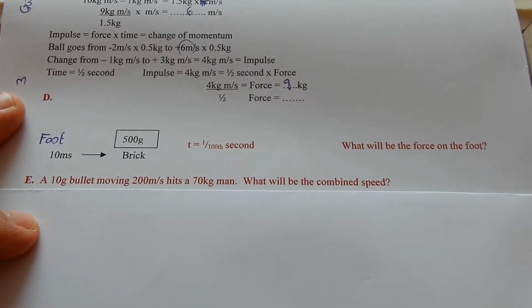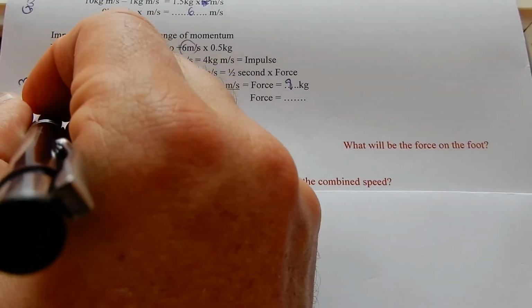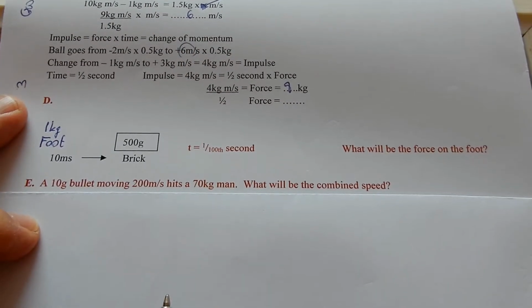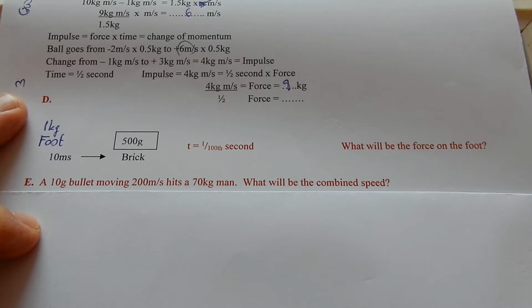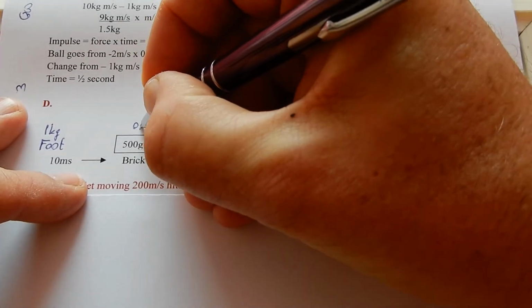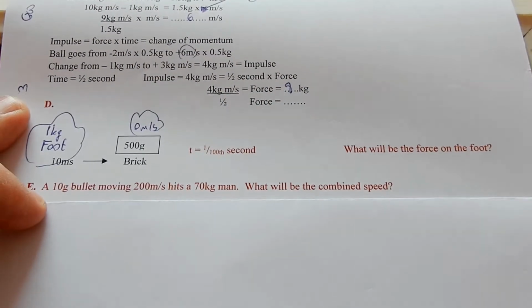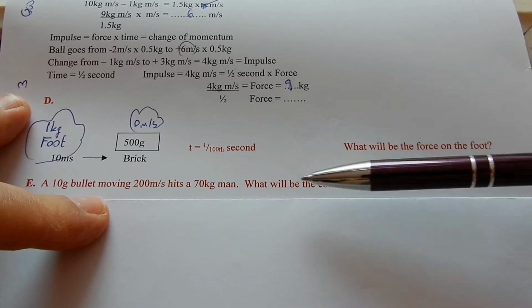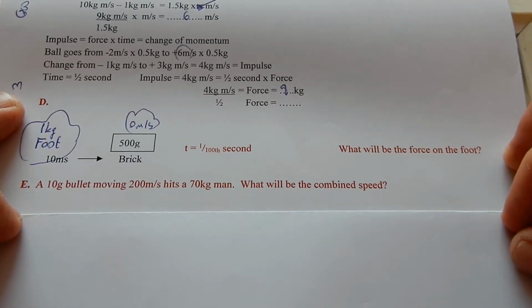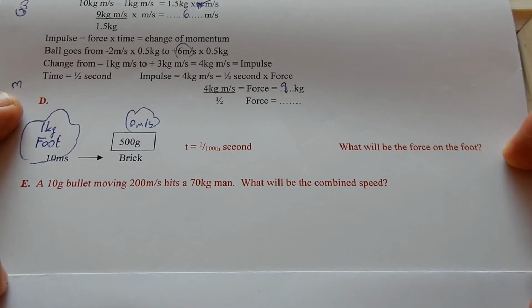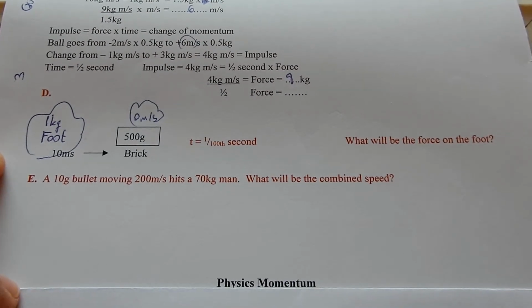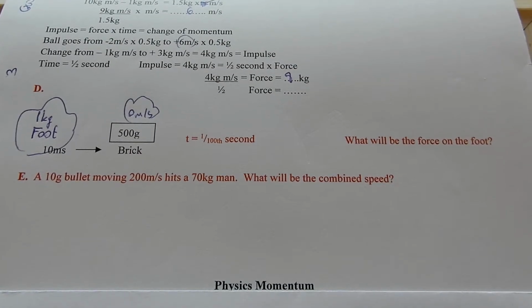A 1 kilogram foot is going that way, 10 meters per second, into a brick at 0 meters per second. Use the same method as I did in C to work out D. What will be the force on the foot? Much, much more than the force from the ball. And that's why you don't kick bricks, because they give you so much force, it's painful.